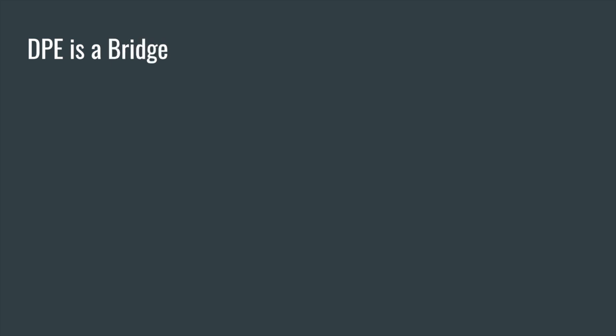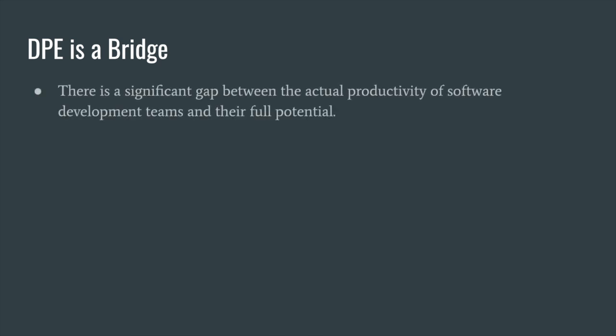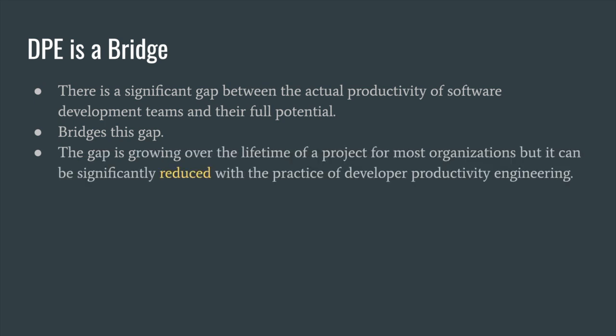All right. So DPE is a bridge. There's a significant gap between actual productivity of software development teams and their full potential. So what DPE does is that it bridges this gap between the actual productivity of software development teams and their full potential. This gap is growing over the lifetime of a project for most organizations, but it can be significantly reduced with the practice of DPE.